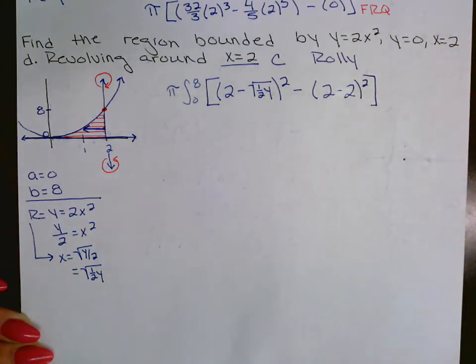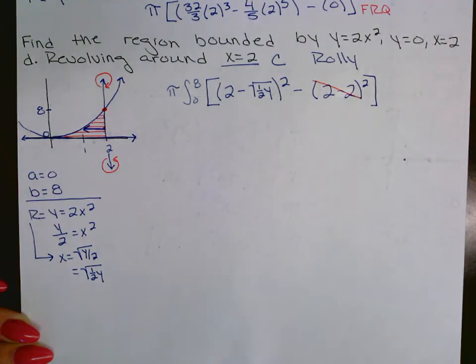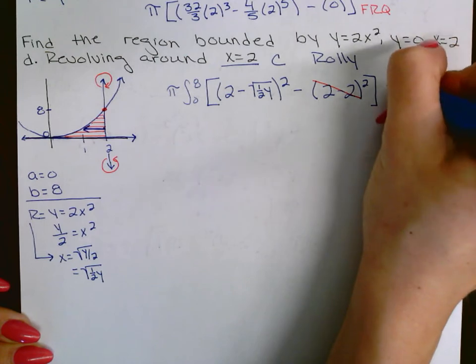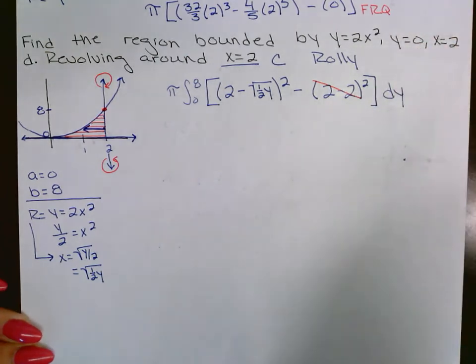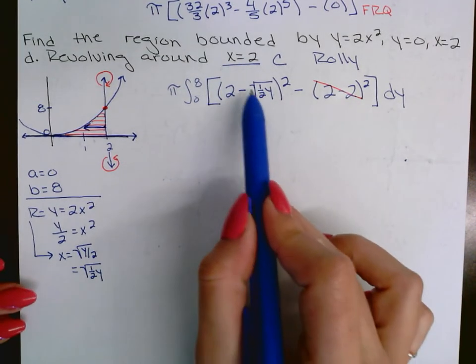Right, so if you did count that other one as your second r, it cancels out, or you can count it as not having a second r. Okay? And again, this is with respect to y, so it is dy. So my next step is going to be to clean this inside.